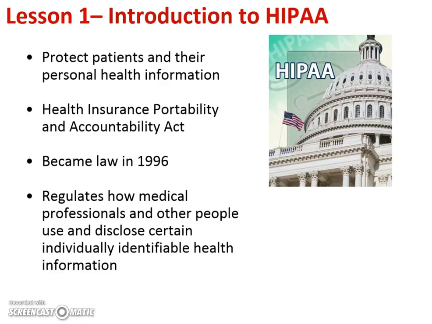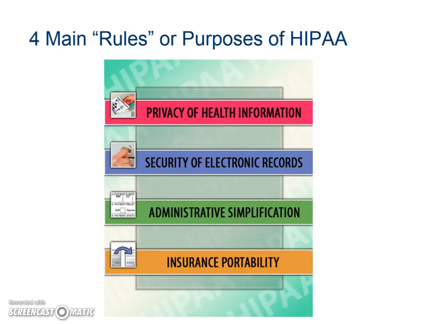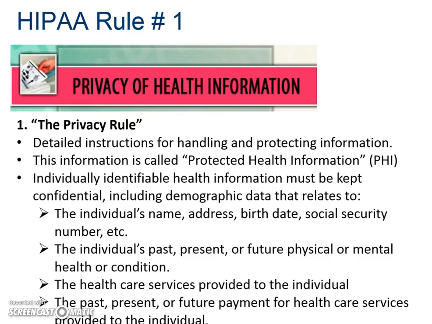The first lesson we're going to talk about today is how HIPAA protects patients and their personal health information, and how we can and can't disclose or give out that information. There are 4 rules or main purposes of HIPAA: privacy of health information, security of electronic records, administrative simplification, and insurance portability. Let's talk about rule number 1.